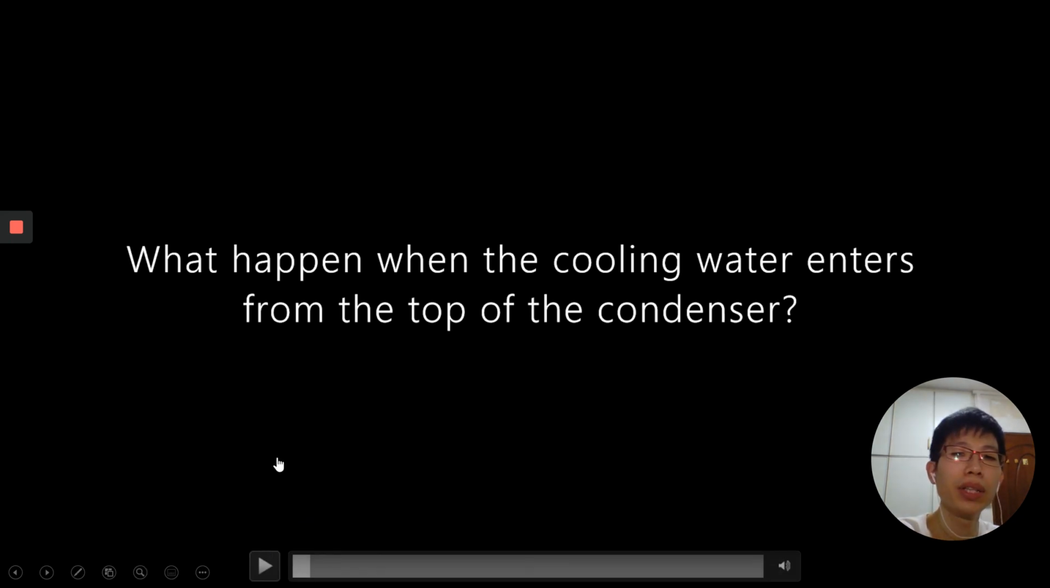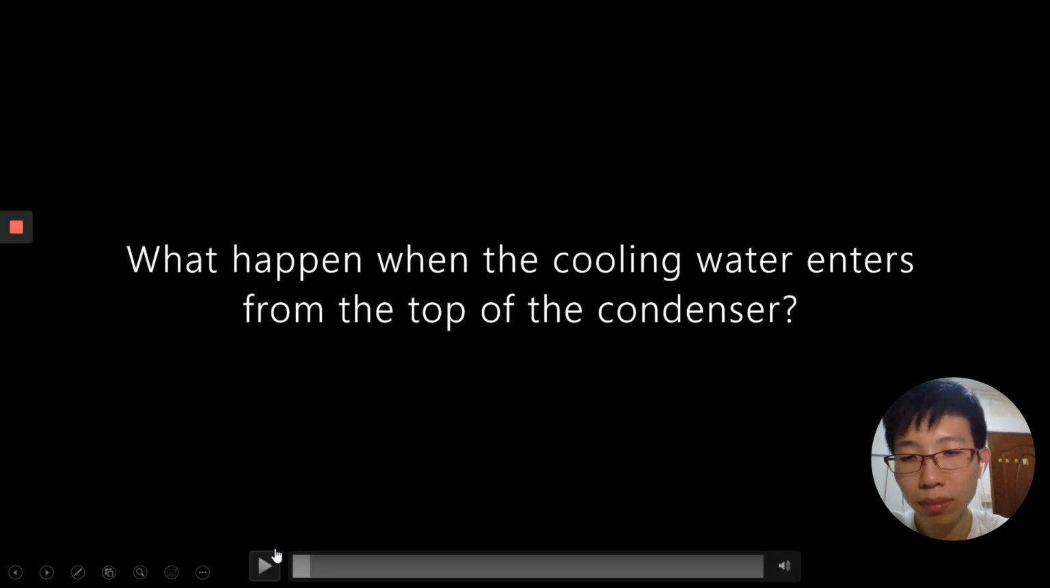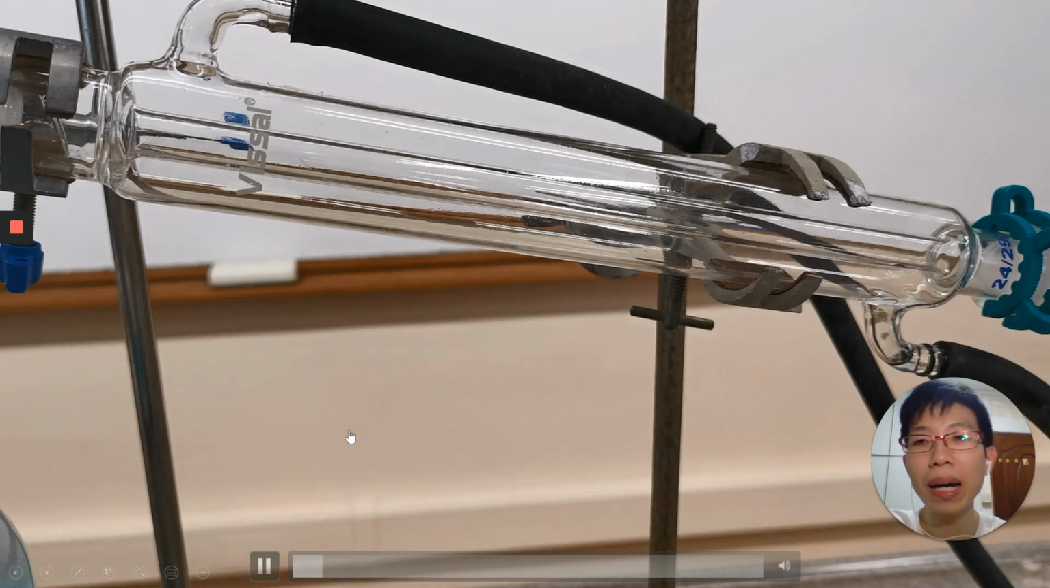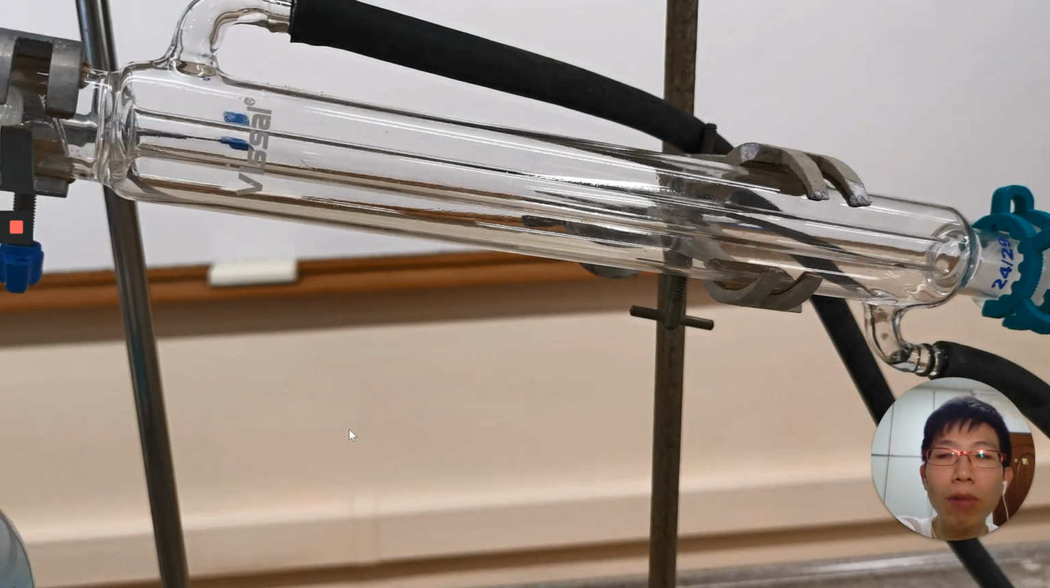So first question, what happens when the cooling water enter from the top of the condenser? So over here I'm trying to illustrate to you, if the water enter from the bottom and when the water enter from the top, what is the difference that you can see from the experiment and what will happen as well? So for the first part, water is entering from the top. To let you show what happens when water enter from the top.